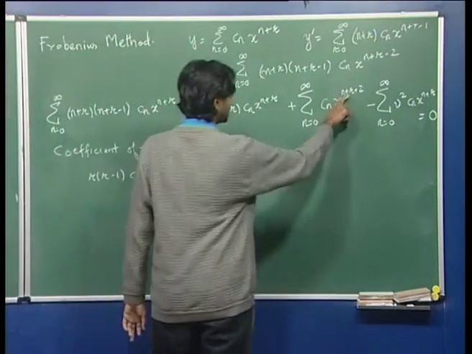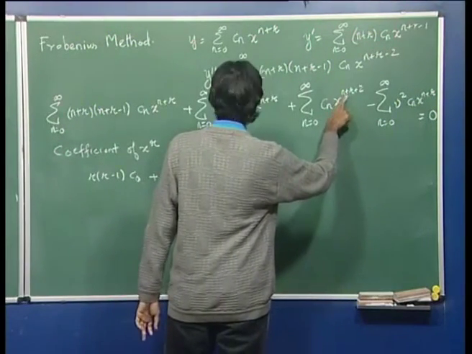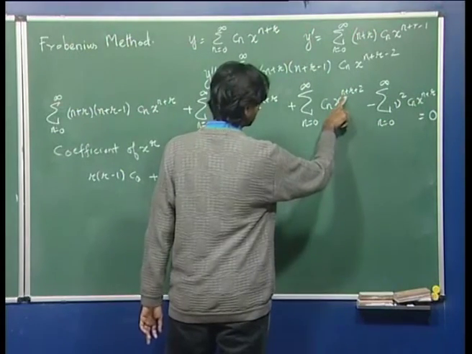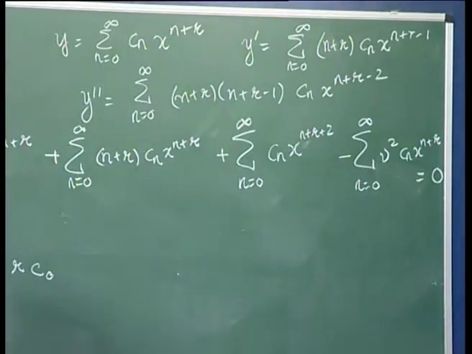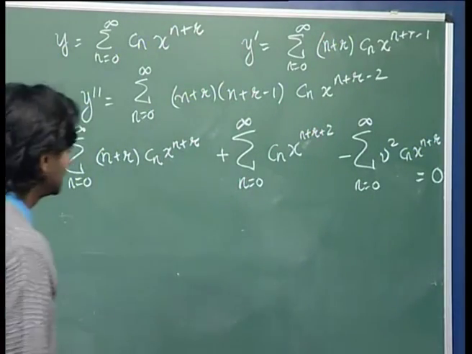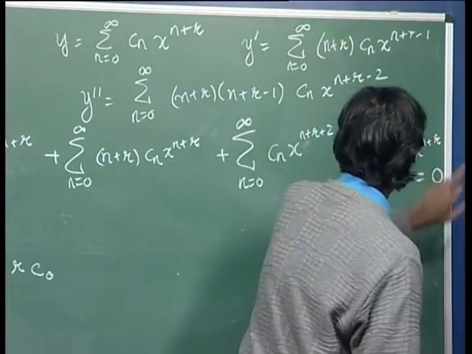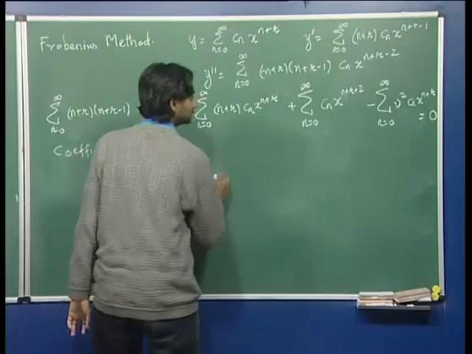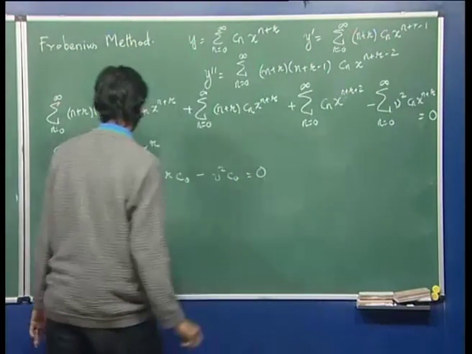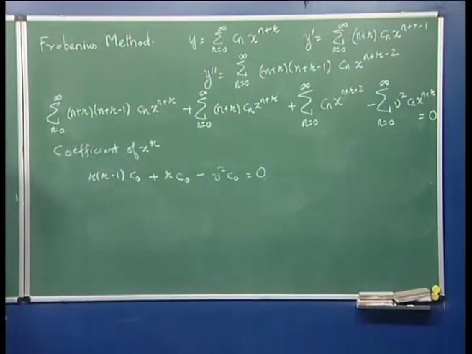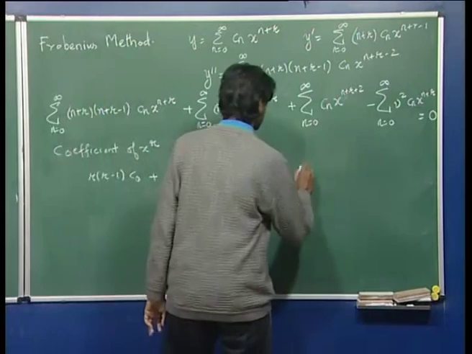In this case if you want x raised to r, then n has to be minus 2. So, it is not possible. So, you cannot have a coefficient of x raised to r. In this case if you want x raised to r, n has to be equal to 0. So, minus nu square C 0 equal to 0. Okay. So, the coefficient of x raised to r, and this is called the indicial equation.